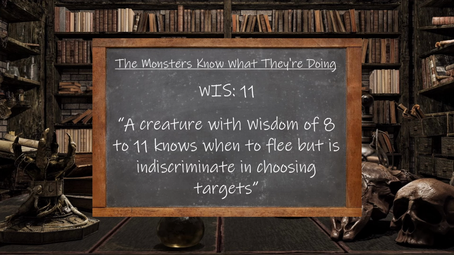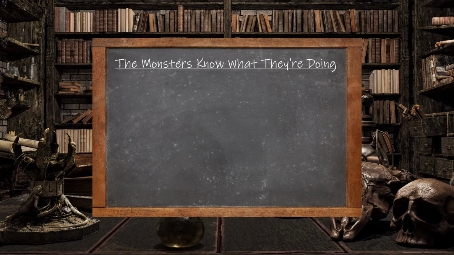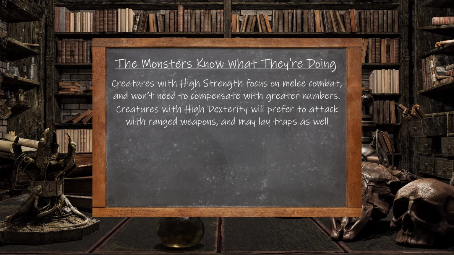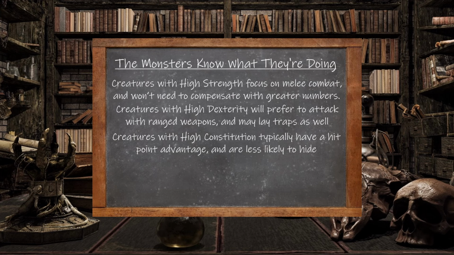Now that we've set up how they think, let's look at the bugbear's physical abilities that influence how they fight. Thinking like Amon, we can assume the following. Creatures with high strength focus on melee combat, and won't need to compensate with greater numbers. As such, they won't need to outnumber an enemy to be willing to take a fight. Creatures with high dexterity will prefer to attack with ranged weapons, and if it's intelligent, the creature may lay traps as well. Creatures with high constitution typically have a hit point advantage over their enemies, and because of that, they're less likely to hide in combat since they can soak up a couple attacks before going down.